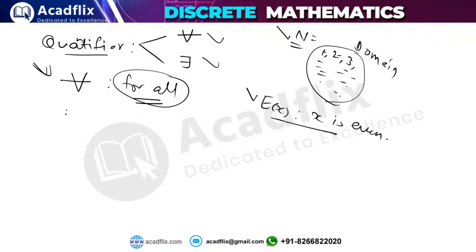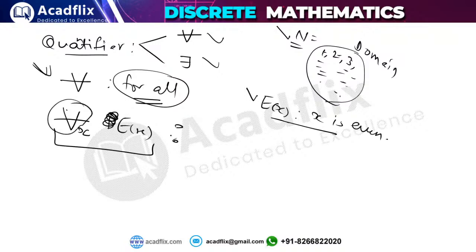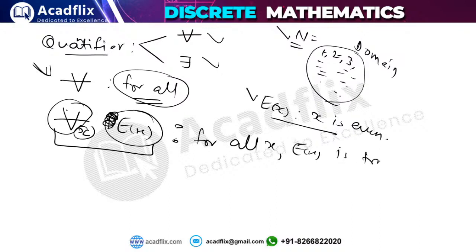Now let's see what a quantifier is. If I write this statement, for all x E(x), what does it mean? First I will write this. This means for all. Then this means for all x. Then this means E(x) is true.